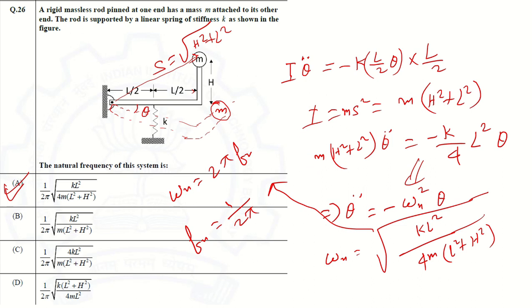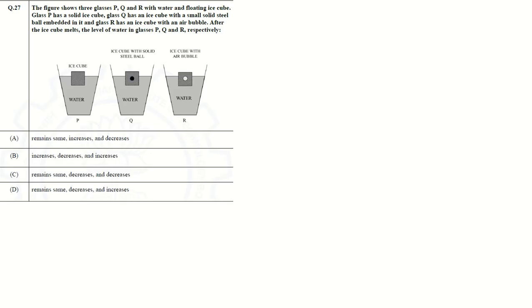Next question is, the figure shows 3 glasses P, Q and R with water and floating ice. This is a very interesting and important logical question. Glass P has a solid ice cube. Glass Q has an ice cube with a small solid steel ball embedded in it, and glass R has an ice cube with an air bubble. After the ice cube melts, the level of water in glass P, Q and R respectively.